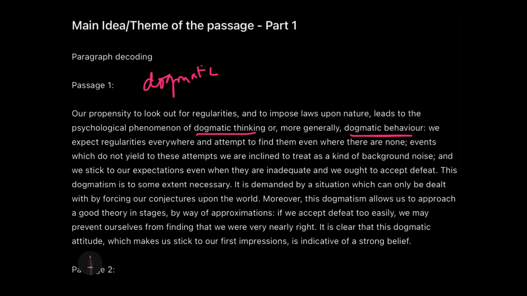So continue reading it. So अभी तक हमने क्या समझा कि ऑथर ये बोल रहे हैं कि जो लोग डॉगमेटिक बिहेवियर इस तरह का रखते हैं, they generally are considering a little bit of turn from the actual expected corner to be background noise, and we stick to our expectations even when they are inadequate, and we ought to accept defeat. Okay, so ये एक accepting defeat here means कि आपने expect कुछ किया था, आपको मिला कुछ, so that's why they are saying you are accepting defeat. Now this dogmatism is to some extent necessary.